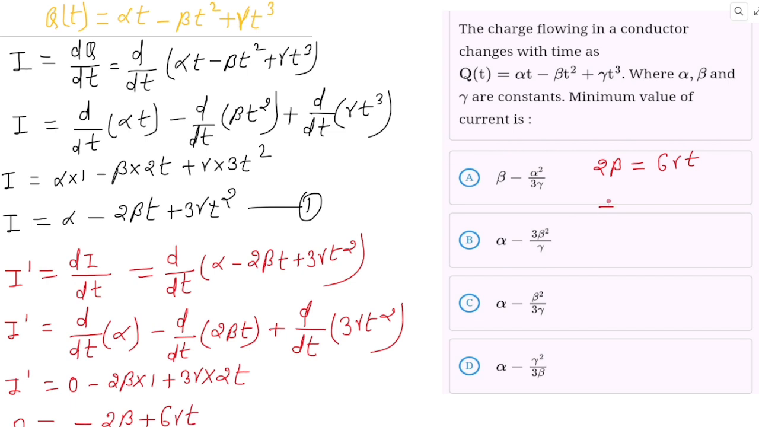So what will be the value of t? The value of t is 2 beta divided by 6 gamma. On simplifying, we get the value of time t equal to beta by 3 gamma. Okay, this will be the value of time for which we get the minimum value of current.